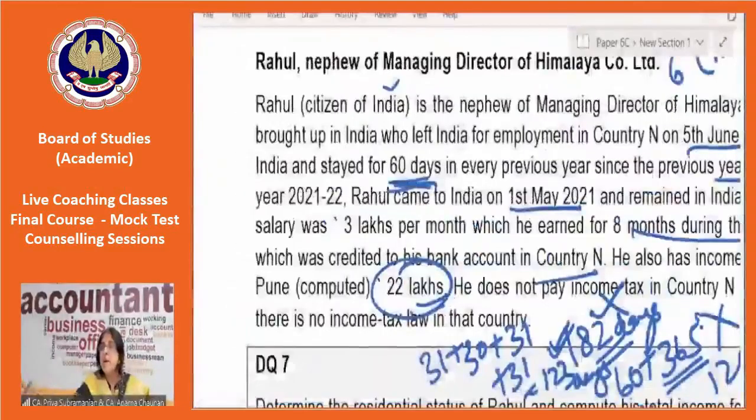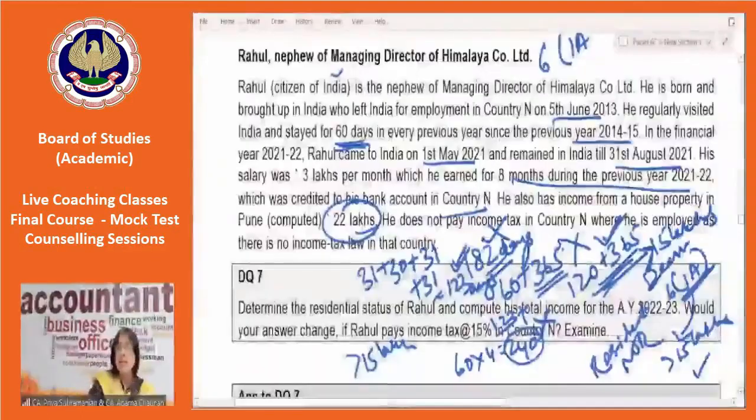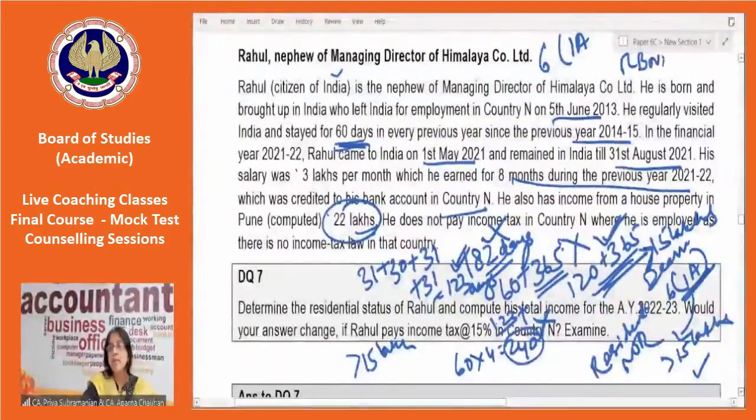Deemed resident is by default a resident but not ordinarily resident. So in the case of a resident but not ordinarily resident, what is the income chargeable to tax? Income earned outside India will not be chargeable. Income earned in Pune will be taxable. Plus, if he had any income earned outside India from a business set up in India, or from a profession set up in India, that would have been taxable. But in this case, such income has not been provided. So only 22 lakhs would have been taxable in this case. Okay, this is the first case.